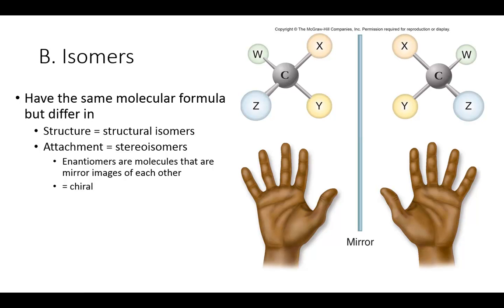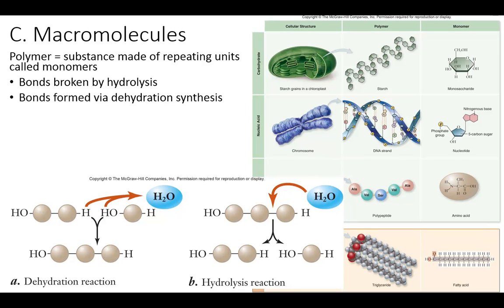Okay, and if a molecule is able to do this, and not all compounds can, it is called chiral, or it has a component of chirality. So macromolecules are all polymers, and polymers are made of repeating units called monomers. The bonds are formed between monomers in a process called dehydration synthesis, and they are broken in a process called hydrolysis.